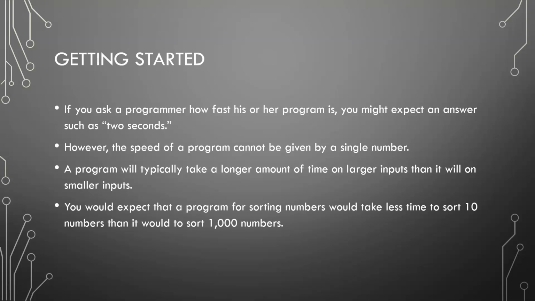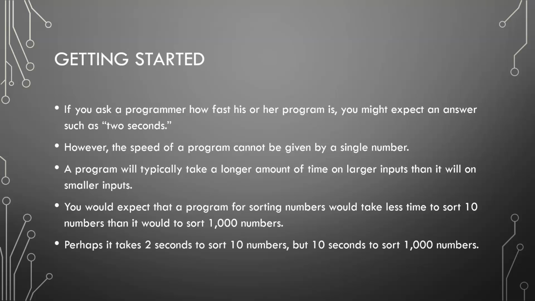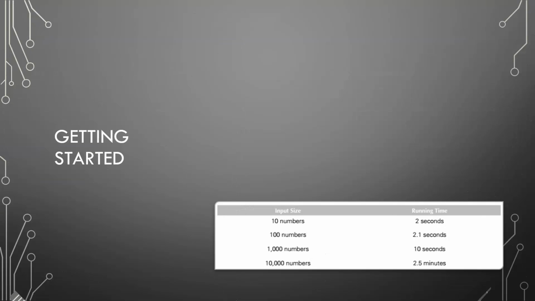Now, you would expect that a program, for example, sorting numbers, would take a lot less time to sort 10 numbers than it would to sort 1,000. It makes sense. You only have 10 numbers to sort versus 1,000. If you were to do it on your own, and let's say you scale down, if you sort 3 numbers versus 10, it's going to take you not very long to do the sort of 3 versus the sort of 10. Now, it might take you only 2 seconds with your program to sort 10 numbers. But maybe for 1,000 numbers, your program takes 10 seconds.